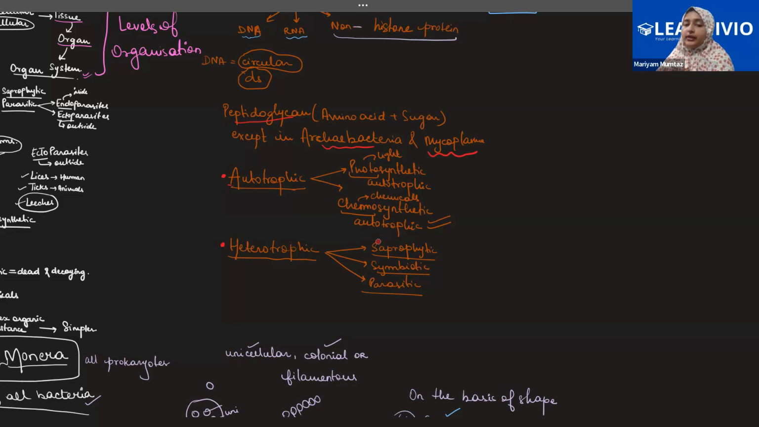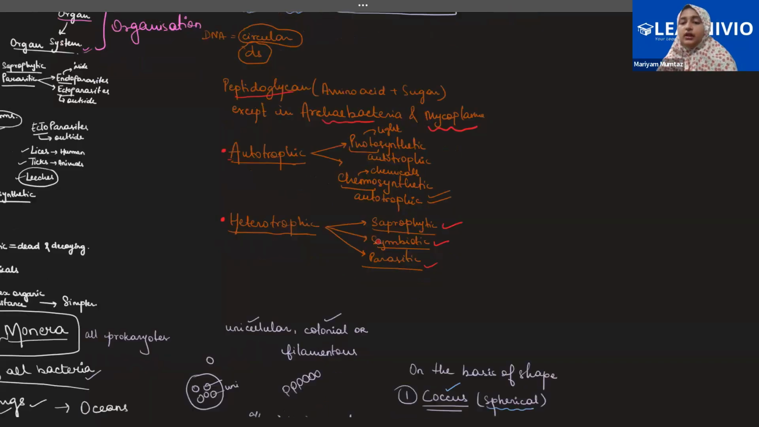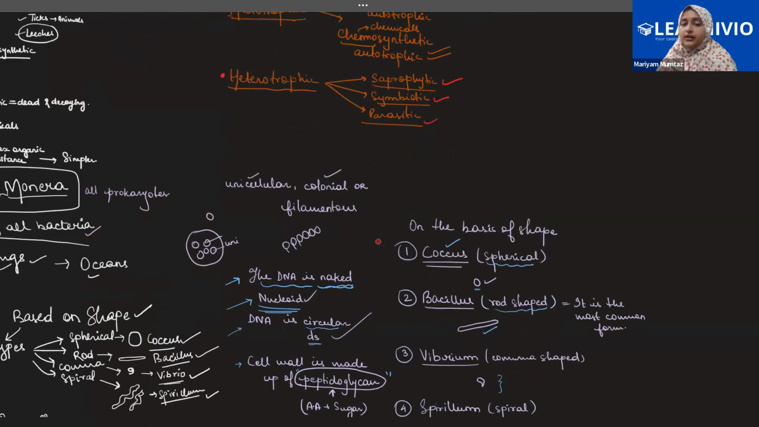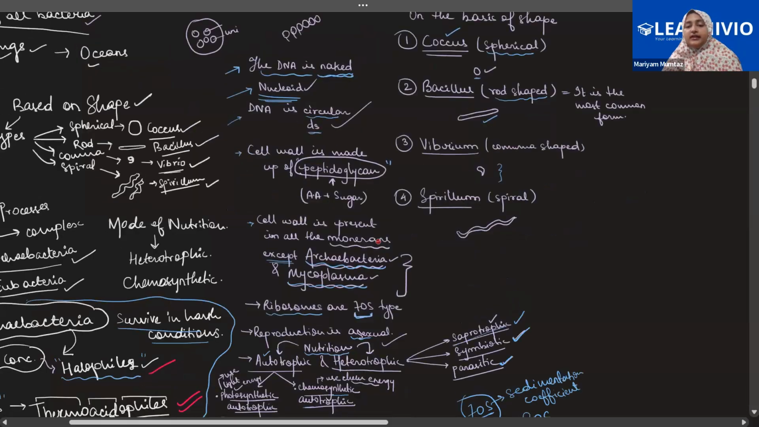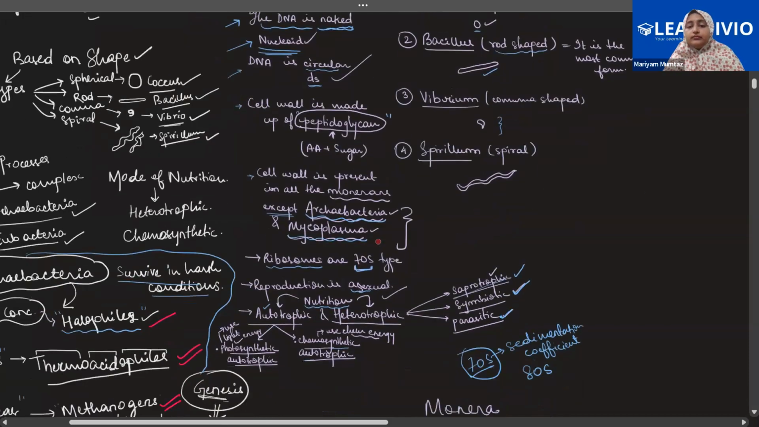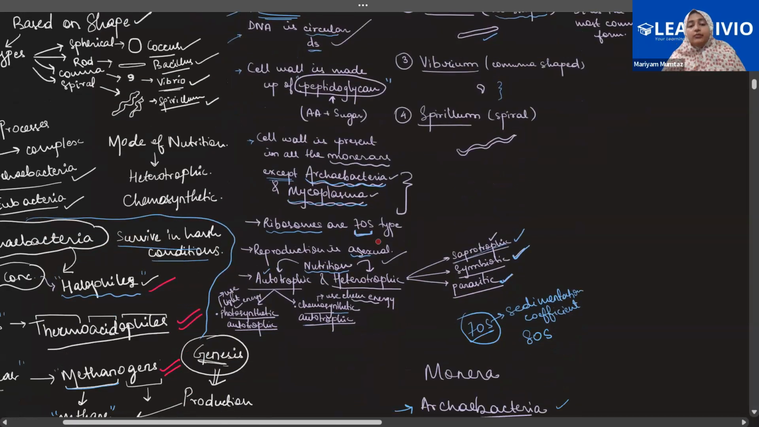Talking about heterotrophism, they can be saprophytic, symbiotic, or parasitic in nature. Now, depending on the shape, they can be coccus, that is spherical shape, bacillus, that is rod shape, vibrio, comma shaped, and spirillum, that is spiral shape. They also have ribosomes present, and their ribosomes are 70S type.